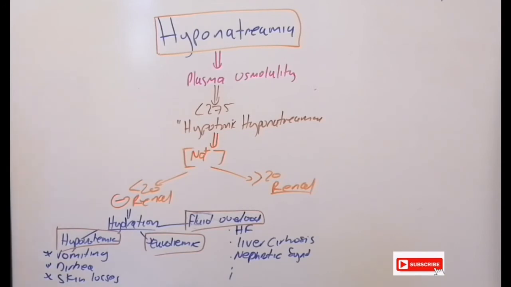Okay, so for euvolemia, it can be things like hypothyroidism, hypocortisolism, it can be renal insufficiency. And. Okay, cool.